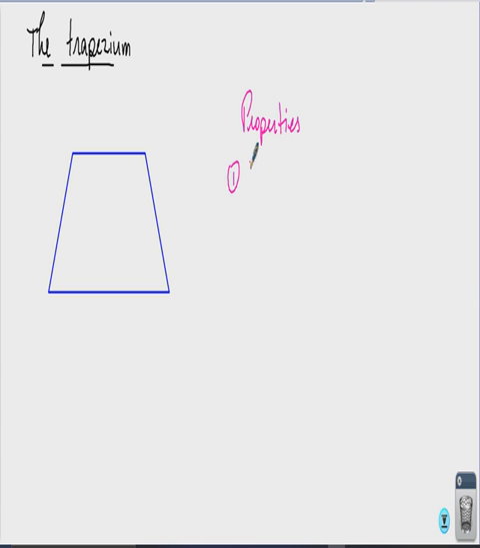A trapezium has one pair of parallel sides. This side is parallel to that side. We can't say anything about the diagonals, nothing else. Sometimes trapeziums have one line of symmetry, but that is only sometimes, and when that happens, you are told about that fact. So that is a trapezium.